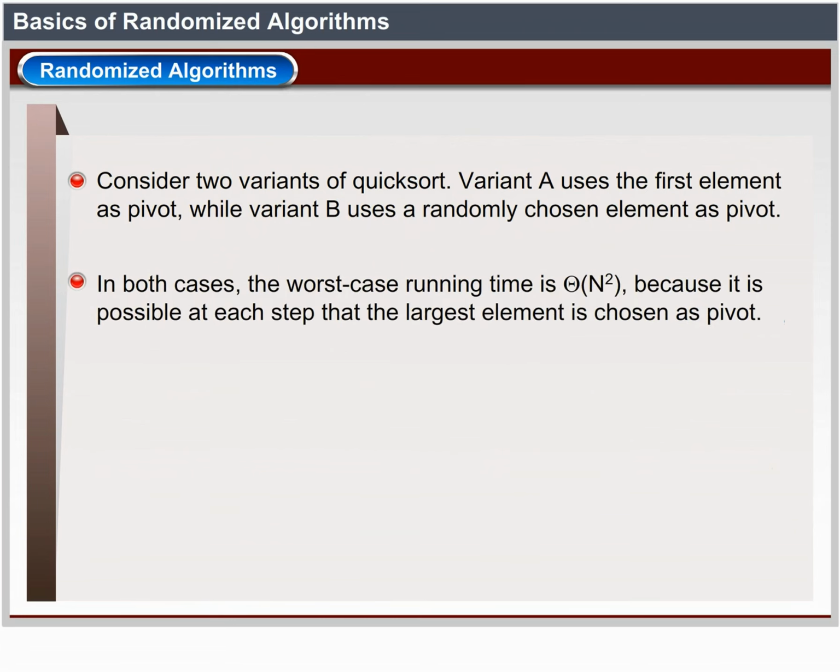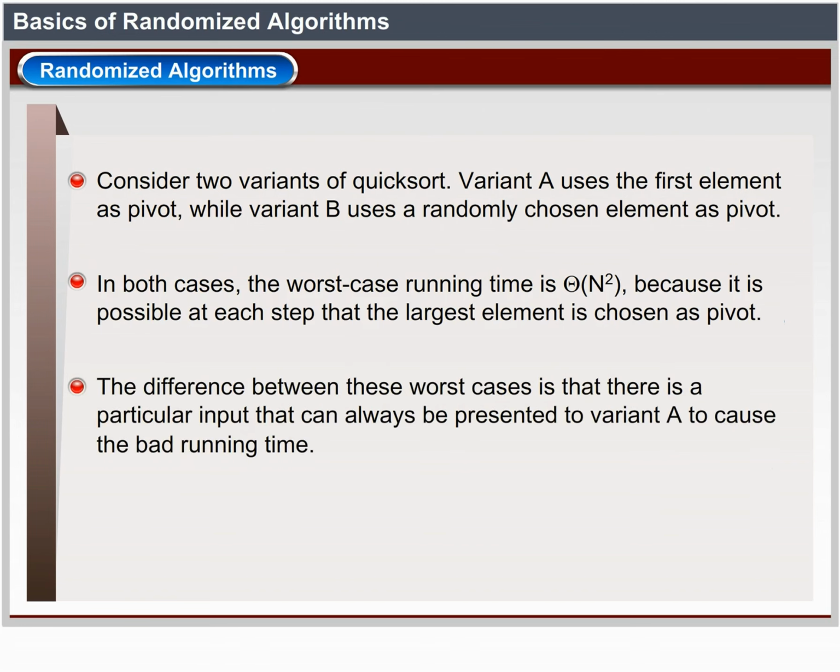In both cases, the worst case running time is big theta of n squared because it is possible at each step that the largest element is chosen as pivot. The difference between these worst cases is that a particular input can always be presented to variant A to cause the bad running time.